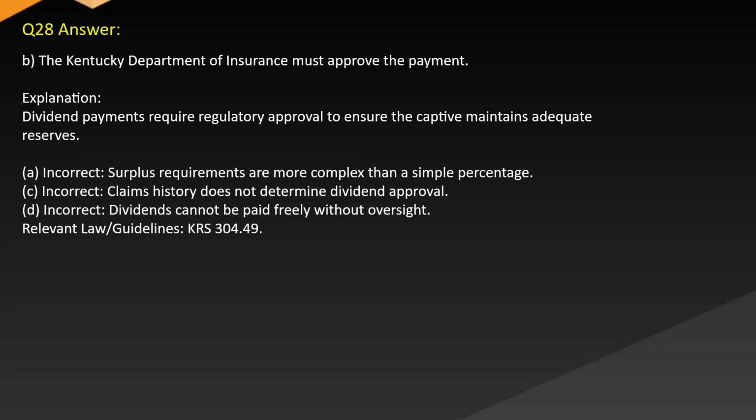Answer: B. The Kentucky Department of Insurance must approve the payment. Explanation: Dividend payments require regulatory approval to ensure the captive maintains adequate reserves. A. Incorrect. Surplus requirements are more complex than a simple percentage. C. Incorrect. Claims history does not determine dividend approval. D. Incorrect. Dividends cannot be paid freely without oversight. Relevant law guidelines: KRS 304.49.